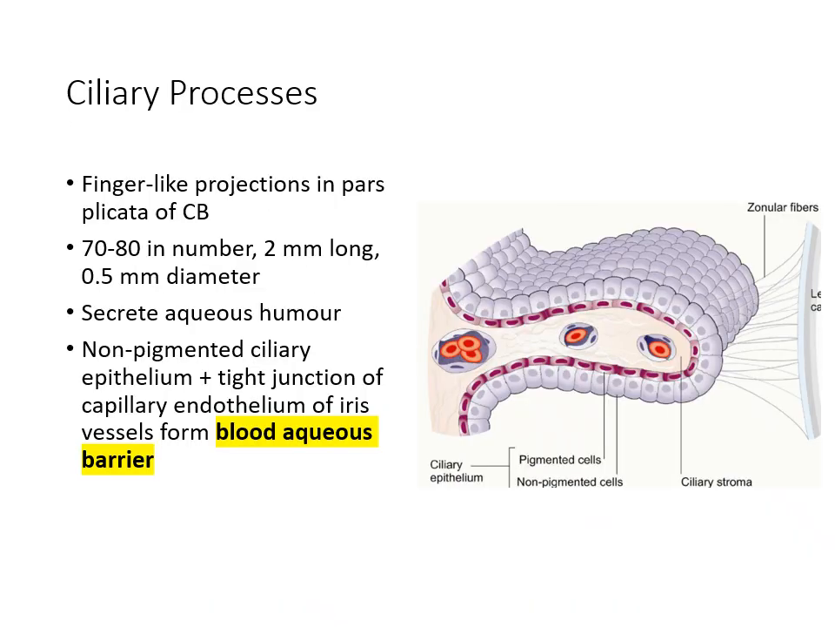Now looking at the ciliary processes in detail, these are finger-like projections in the pars plicata, about 70 to 80 in number, 2 mm long and 0.5 mm in diameter, and they secrete aqueous humor. Which part of the ciliary processes secretes aqueous humor? The non-pigmented epithelium. This non-pigmented epithelium, along with the tight junctions in the capillary endothelium of the iris vessels, together forms the blood-aqueous barrier. Important question.